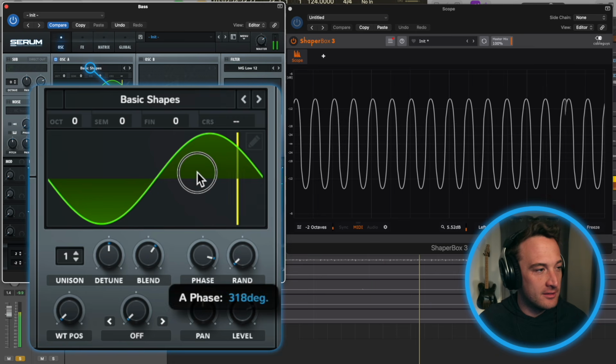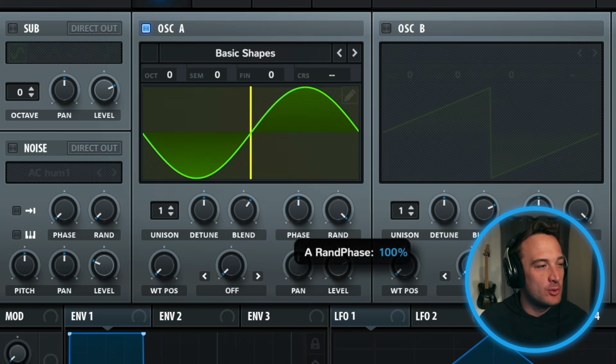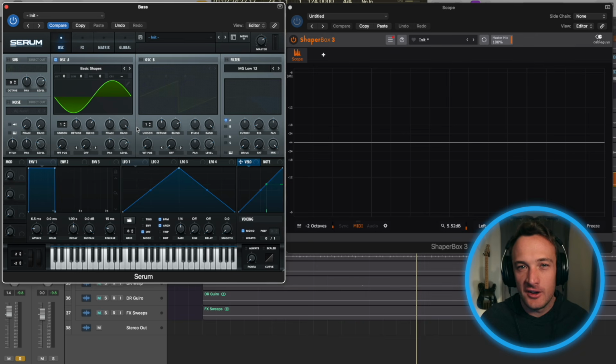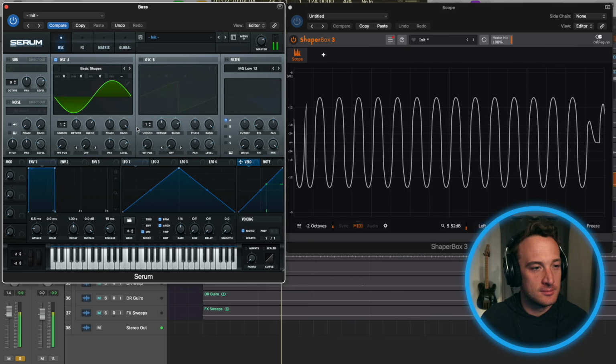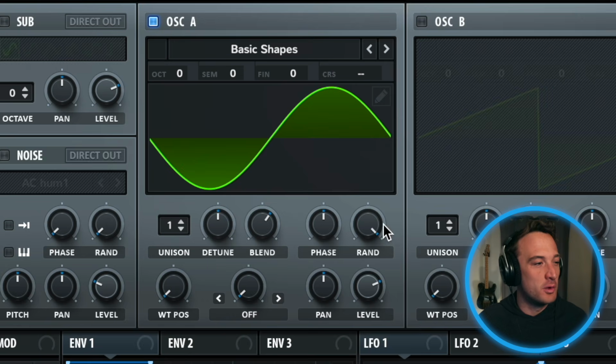or towards the end. You can also randomize it, so every time you hit a new note, it's starting in a different place. That makes the bass hard to control because it's unpredictable, so we want to turn that randomness off and start it at the same place every time.